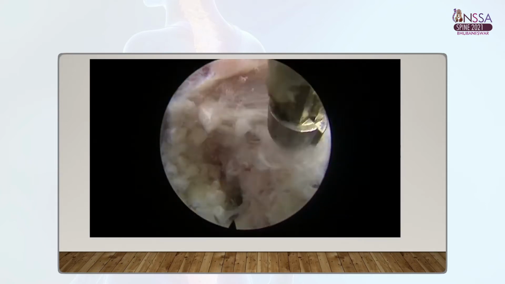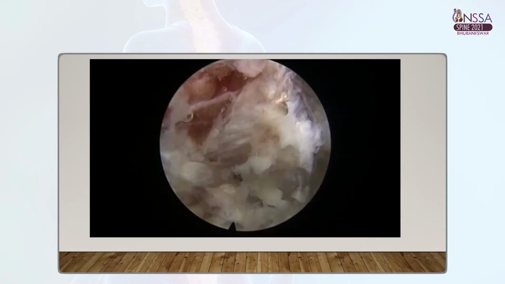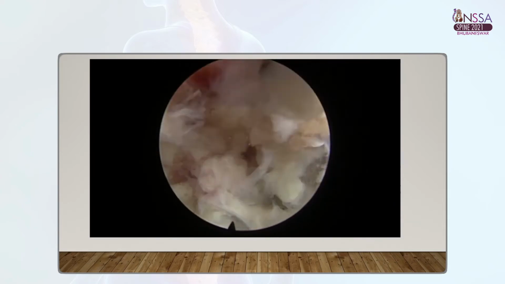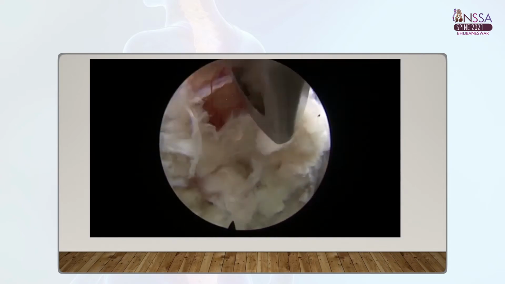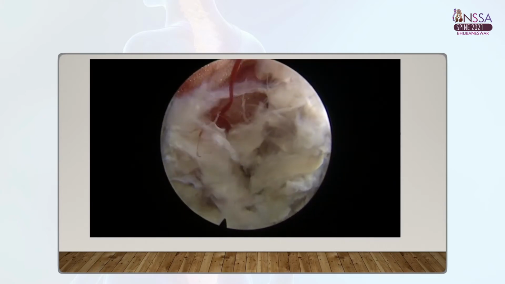You can see a nice torn annulus there, and the thinned out annular fibers. I just cut the fibers a little bit. I'm just cutting the fibers because it's a 30-degree angle scope. You can see the roof very nicely in here.